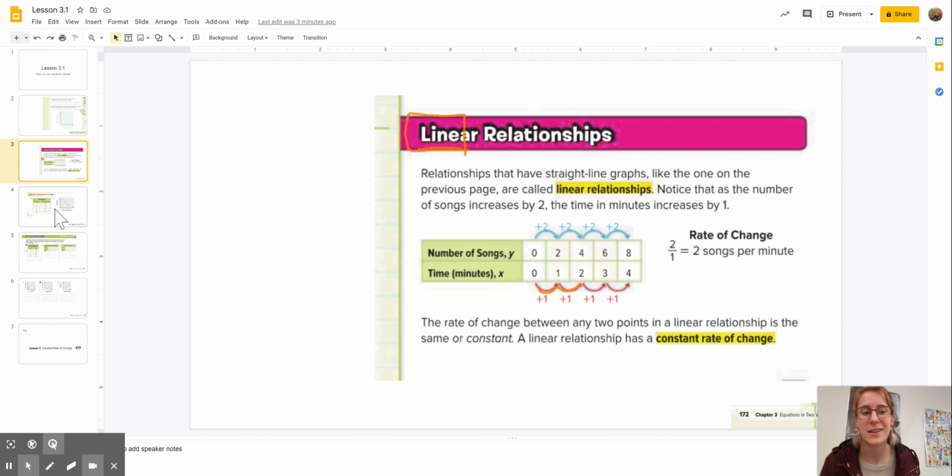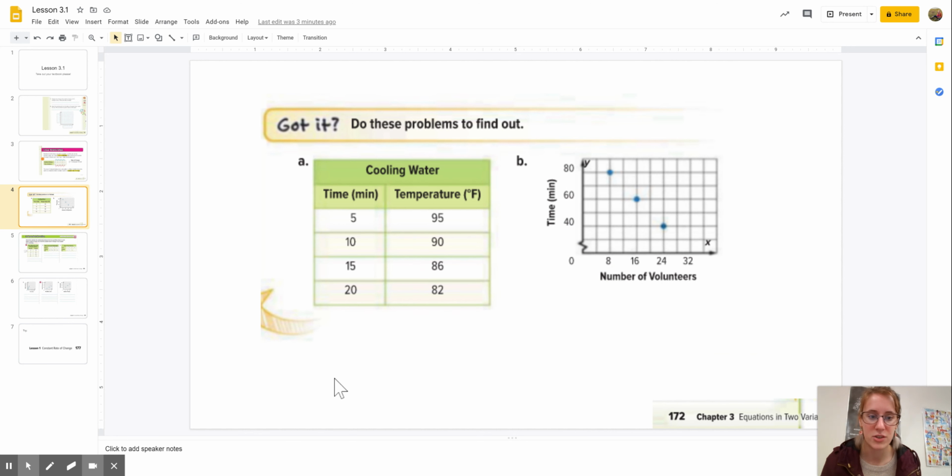And you can use any table to find any constant rate of change. On your textbook, page 172, we're going to look at our rate of time. In this case, we're going from 5 to 10. From 5 to 10, we have added 5.